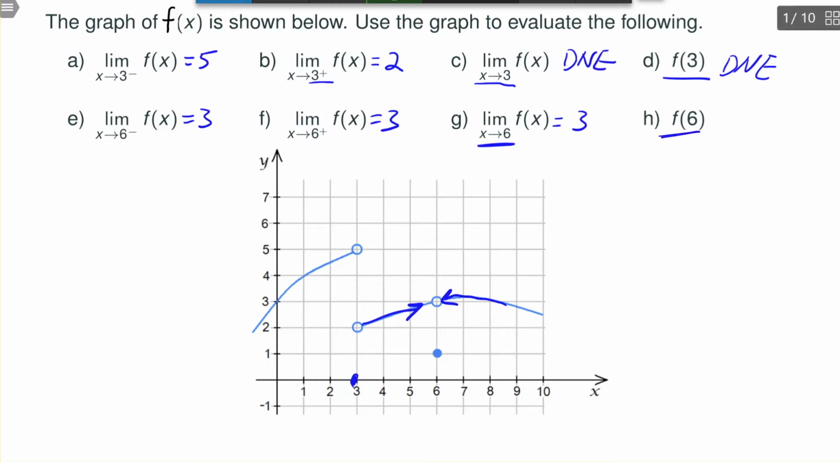F of 6, evaluate. When x is 6, what is the y value? It is this open circle right here, which is 1.